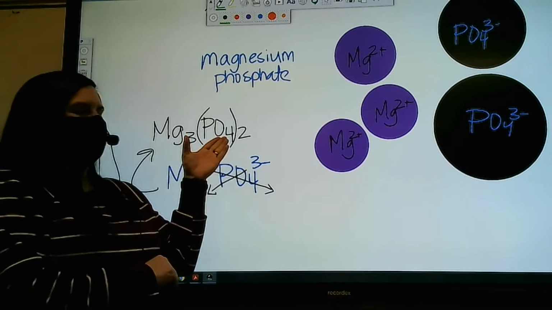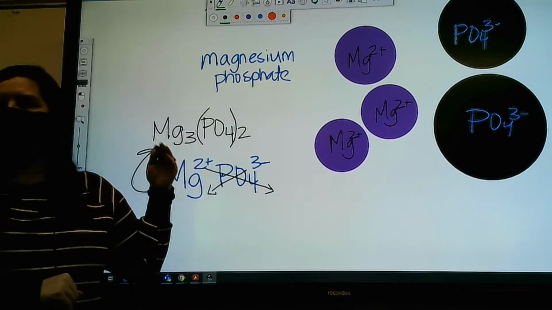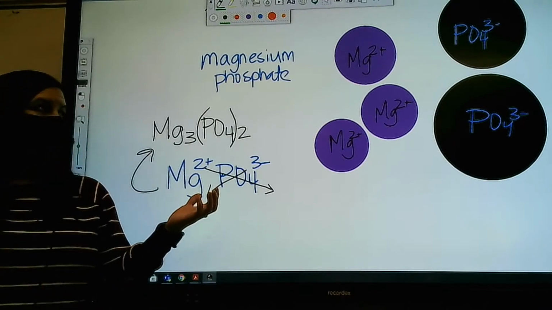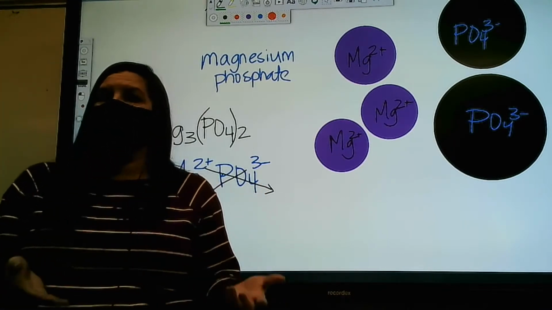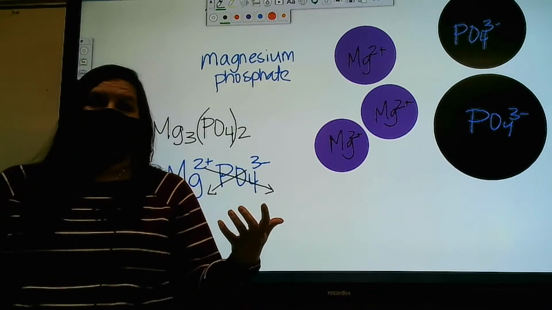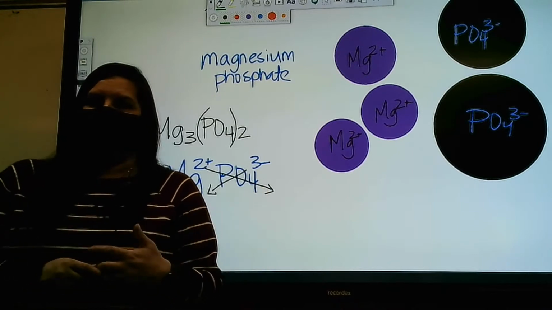The biggest thing that people mess up is they want to take that 4 off of that phosphate and just put the 2 there. But it's wrong because you can't change what phosphate is. Remember that these are actual things that we're representing.